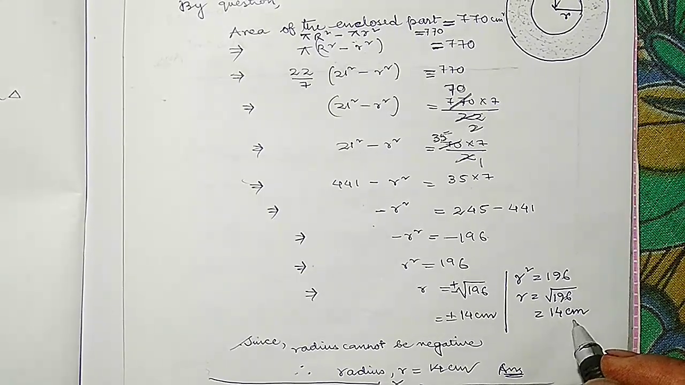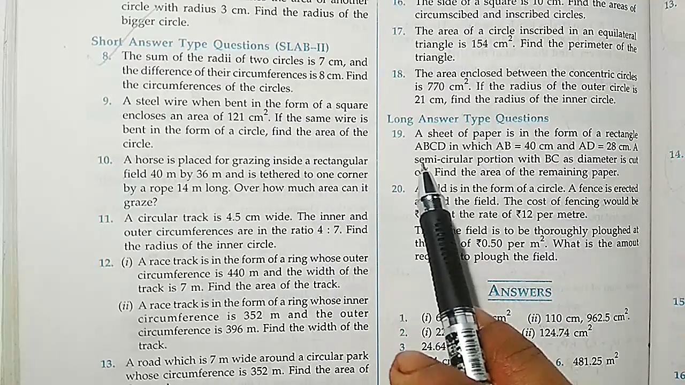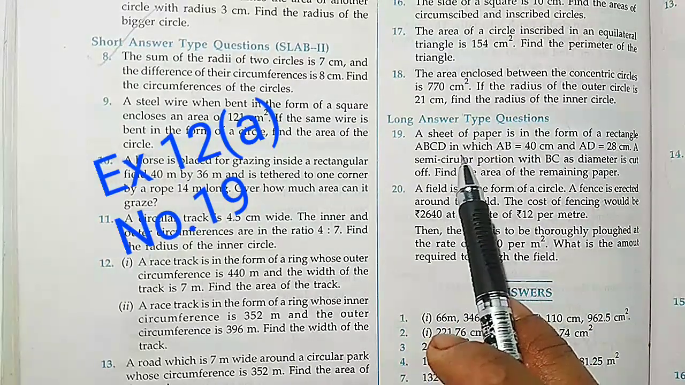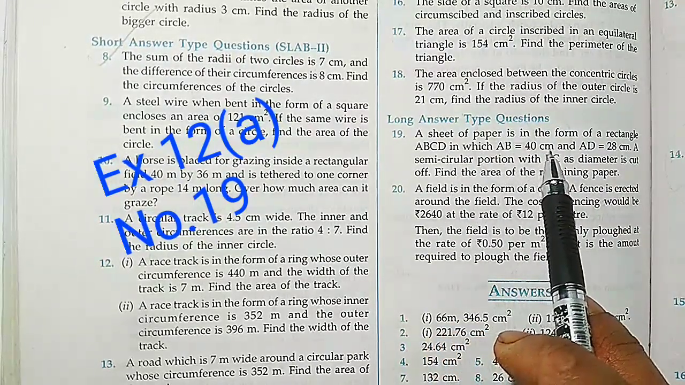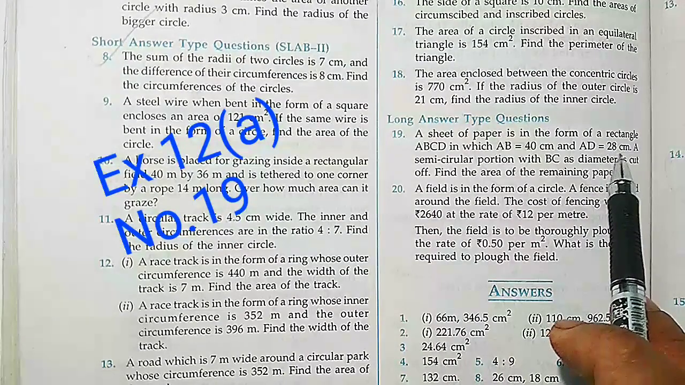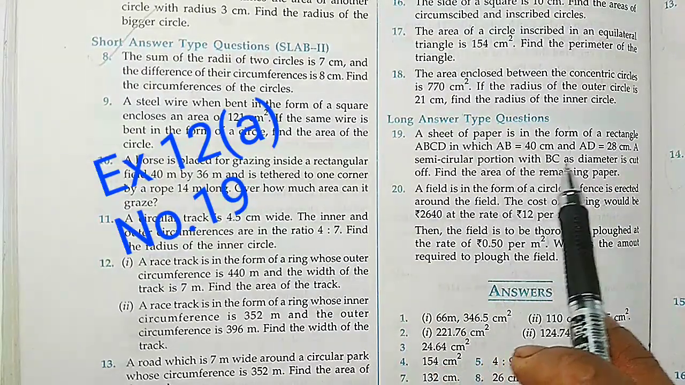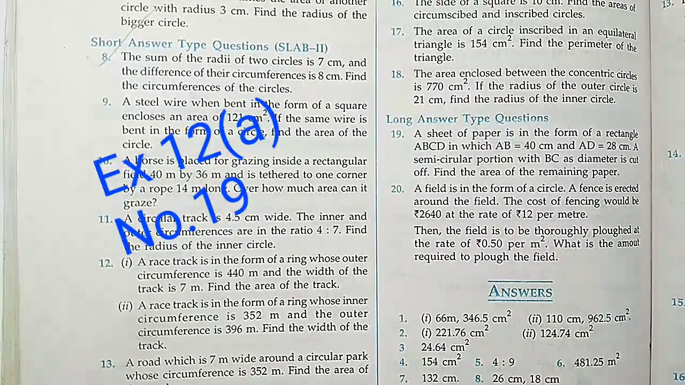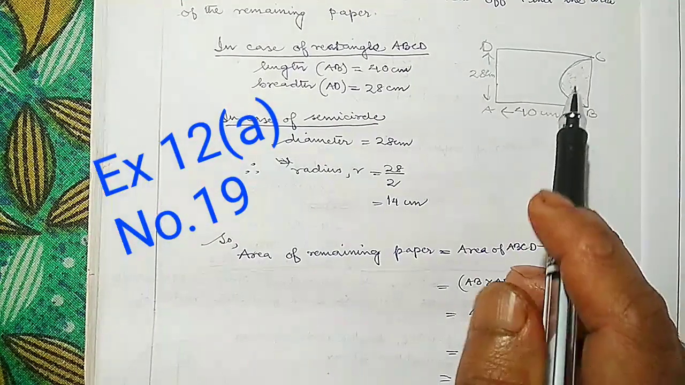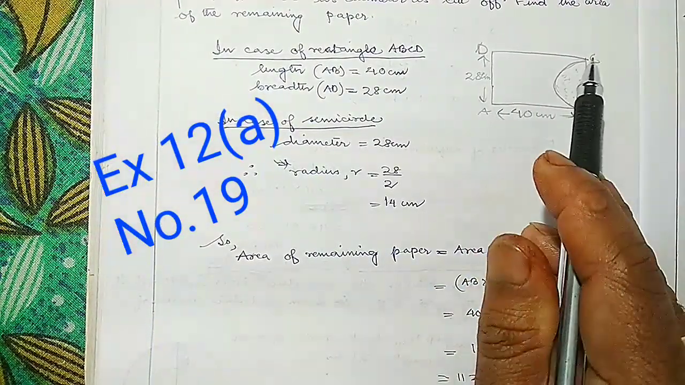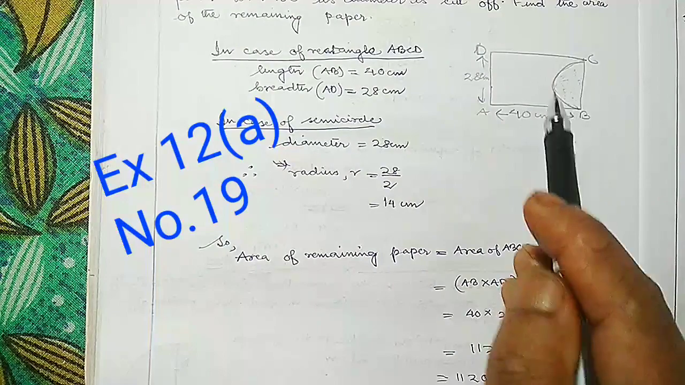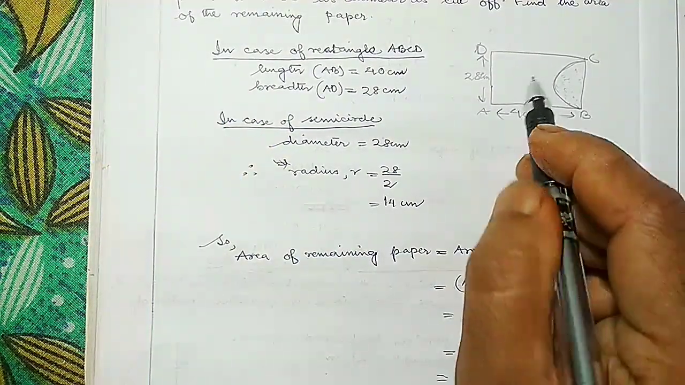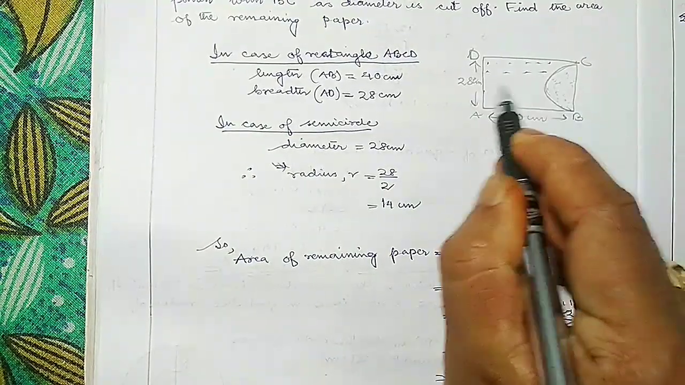Let me now show the next sum, that is question number 19. Here the question is: a sheet of paper in the form of rectangle ABCD in which AB equals 40 centimeter, AD is 28 centimeter. A semicircular portion with BC as diameter is cut off. Find the area of the remaining paper. Suppose this is the rectangular part ABCD and this is the semicircular part which is removed from it. We have to find the area of this portion of the paper.